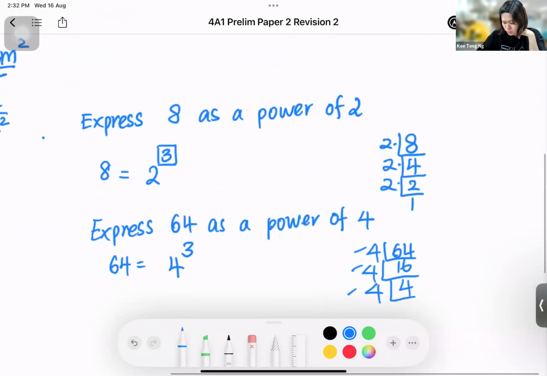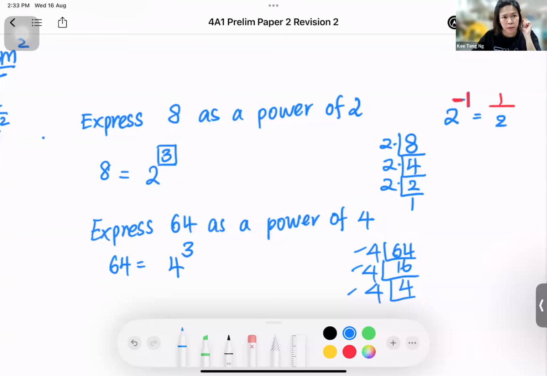What is 2 to the power of negative 1? What is the power negative 1? When you have power negative 1 and you don't know, you press your calculator. 2 to the power of negative 1, what answer do you get? You get 1 over the number 2. So when you get a negative power, it will become a fraction.